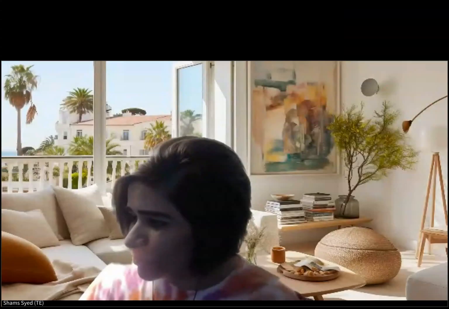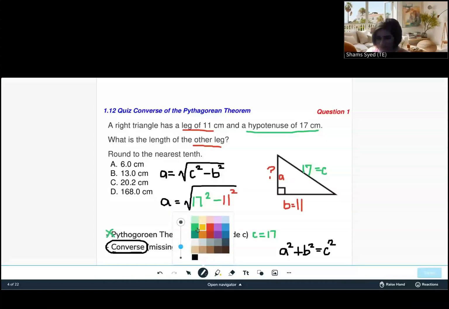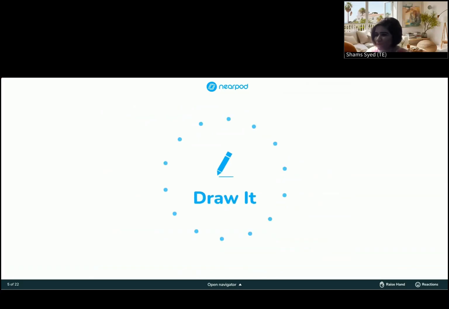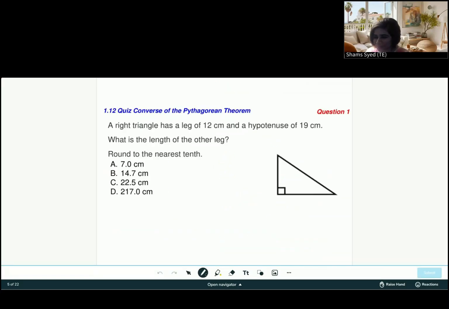Let me know if anybody has any questions. 12.9 is very close to 13. And therefore, I chose 13 as the answer. Are there any questions? None. Let's move on to variety 2 of question 1.